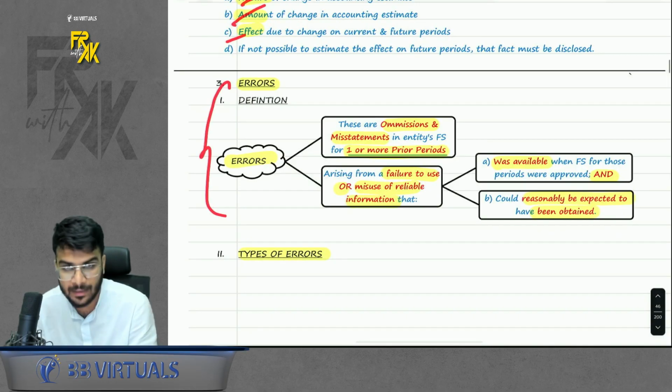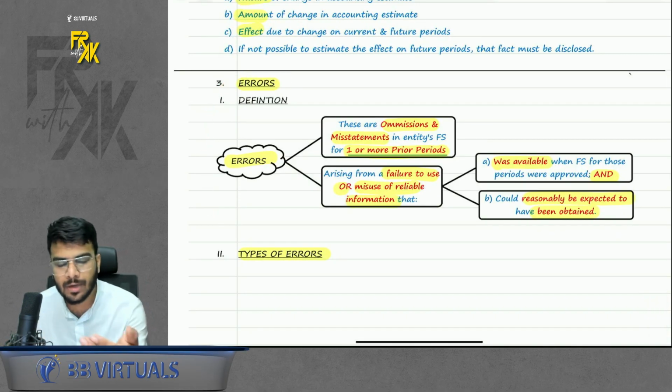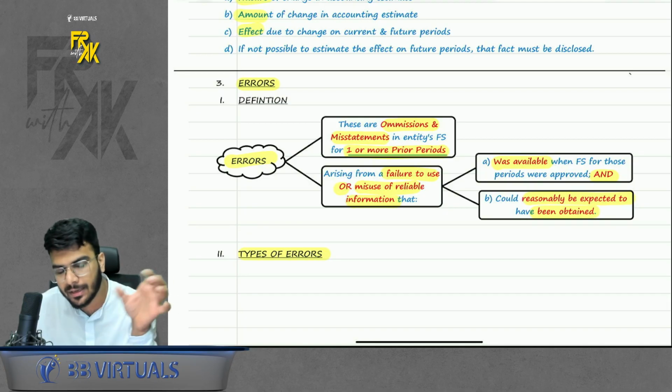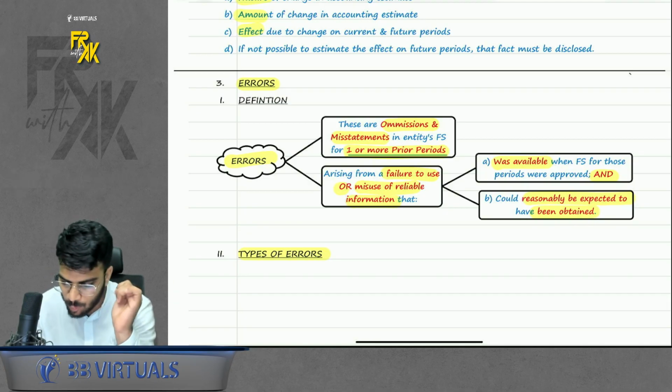Okay. Now next part, errors. Do remember when you will call anything an error? If you committed an error in the previous or before previous year, but you came to know in the current year, that is an error, right? If you made an error in the current year, but you found it in the current year, that is not an error. So error is omission or misstatement.